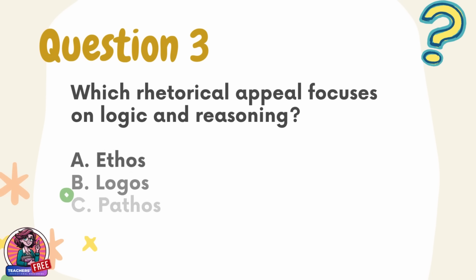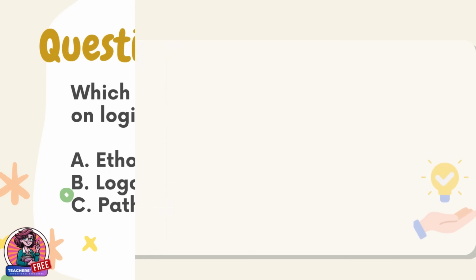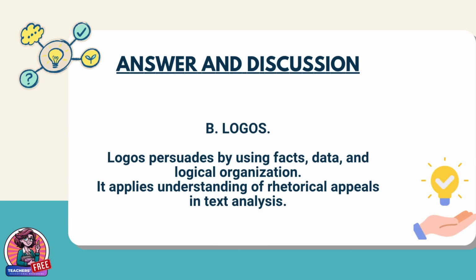Question 3. Which rhetorical appeal focuses on logic and reasoning? A. Ethos. B. Logos. C. Pathos. Answer. B. Logos. Logos persuades by using facts, data, and logical organization. It applies understanding of rhetorical appeals in text analysis.